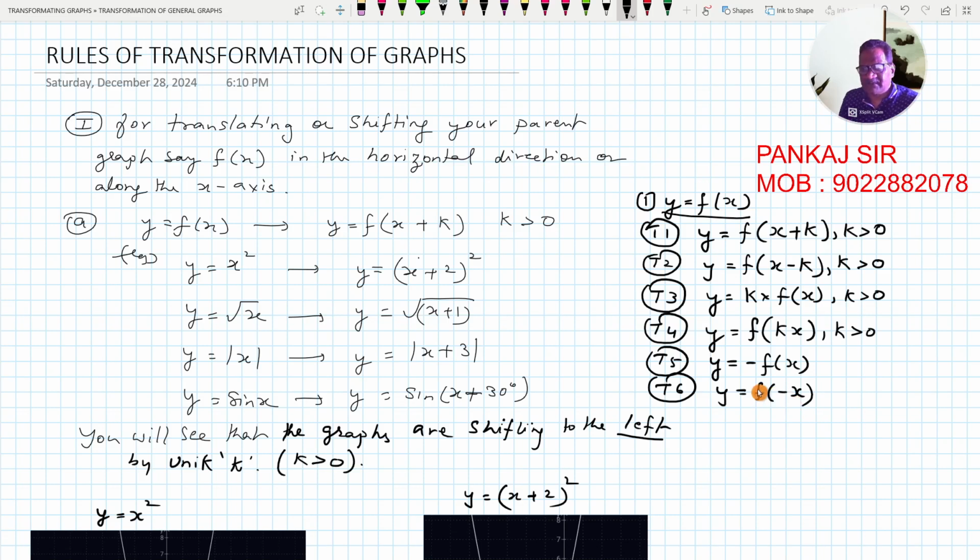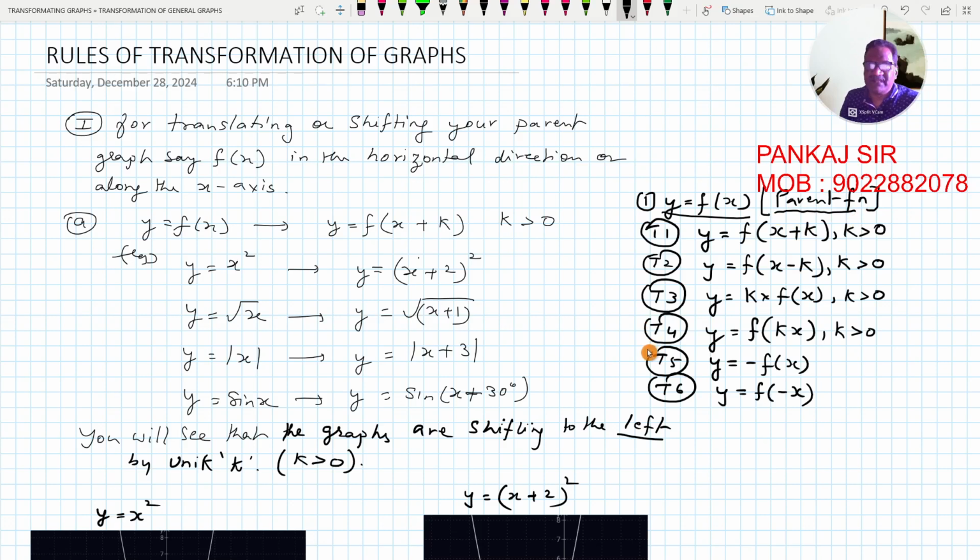As I told you, these are the six transformations that you have to study independently first. Once again, y is equal to f of x is known as a parent function or a parent graph. This parent function can undergo one of these six transformations or many of the transformations altogether. The parent function can again be of various types.